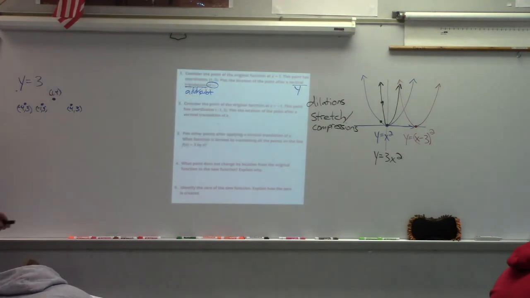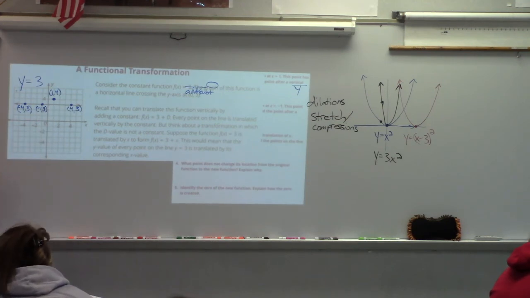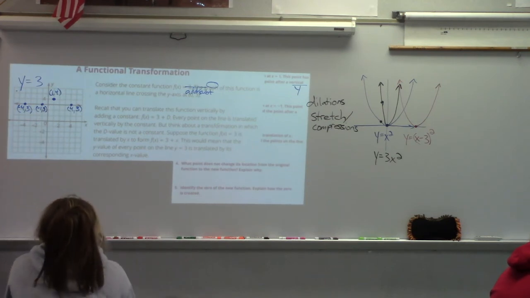Well, that's what we're about to look at. Consider the point of the original function at x equals -1. This point has coordinates -1, 3. Plot the location of the point after a vertical translation of x. So, what would happen to -1, 3?